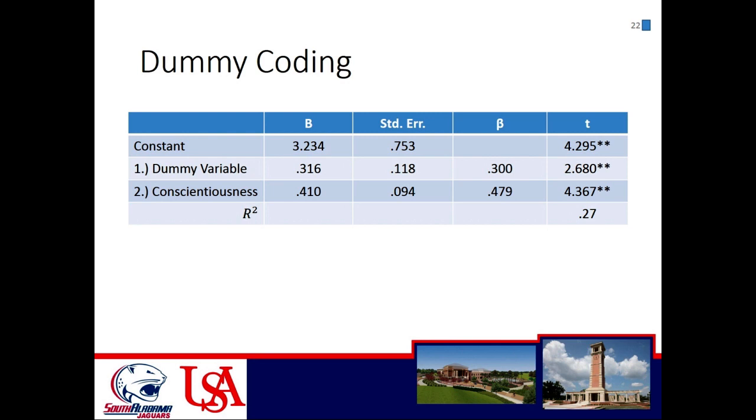But this also means that conscientiousness has an effect even when accounting for those group differences. So the effect of conscientiousness is still significant even when accounting for group differences. And conversely, the group differences were significant even when accounting for conscientiousness. So in this example, there was both a significant group difference and a significant linear effect of conscientiousness on the outcome when accounting for each other.